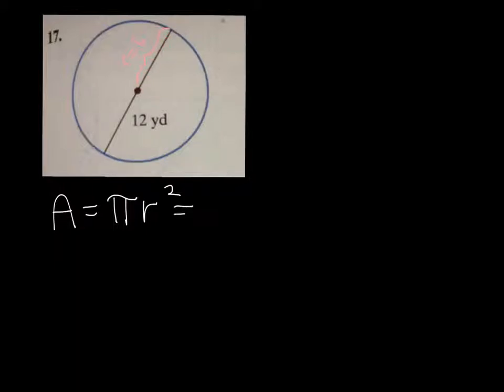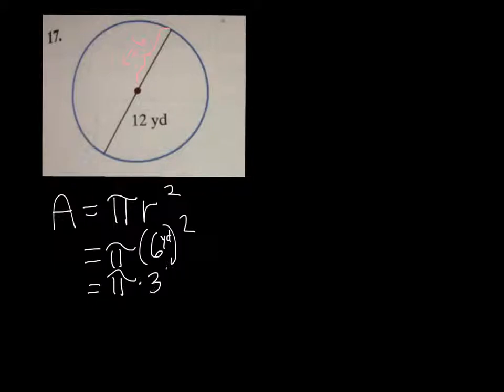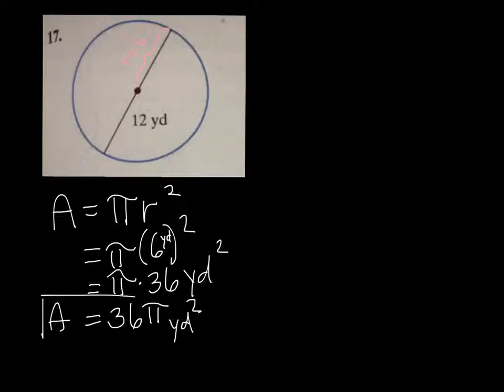And so we have, let me just work down, pi r squared, and that's really yards. So pi and 6 squared is 36. Yard times yard is yard squared, or square yards. And so the area is 36 pi square yards. So that is our answer in terms of pi, but they ask us to round to the nearest tenth.